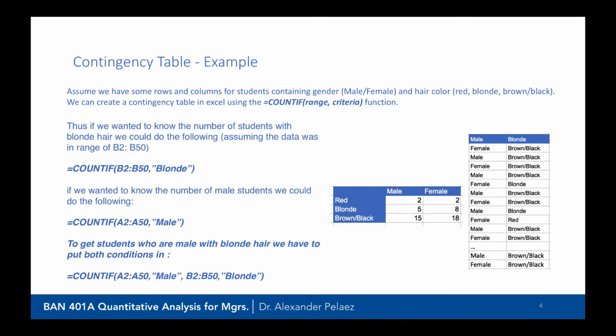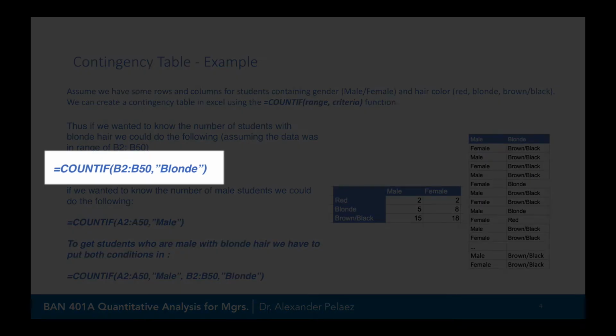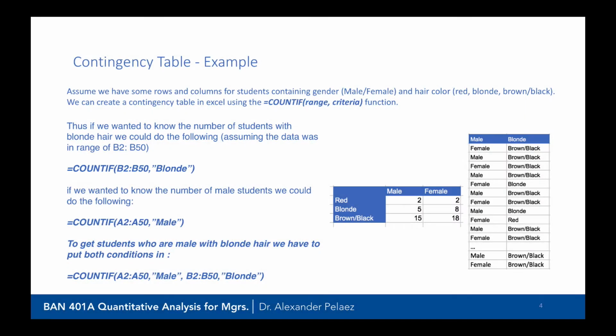Now in Excel, if we're going to do this, we're going to be using the COUNTIF function. So let's assume that we have some rows and columns for students containing gender and hair color. We'll create the contingency table using a number of COUNTIF statements where we'll have the range and a particular criteria. If we wanted to know the number of students with blonde hair, we would use the COUNTIF function with the entire range, let's say B2 to B50, where the criteria was blonde, and it would give us that total number.